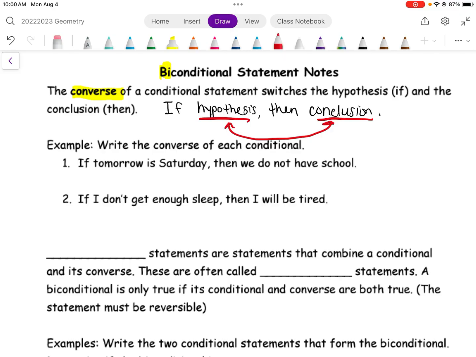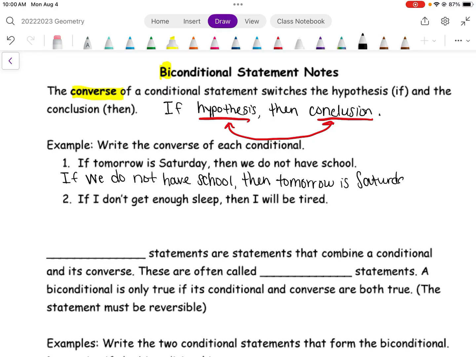Number one, if tomorrow is Saturday, then we do not have school. So we're just going to switch this around and say, if we do not have school, then tomorrow is Saturday. Now here's the thing.